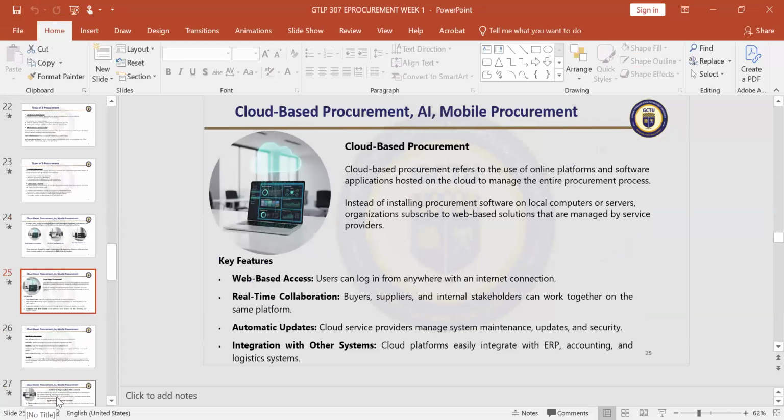So let's look at cloud-based procurement. Cloud-based procurement refers to the use of online platforms and software applications hosted on the cloud, right? That is why I wanted us to get an understanding of the meaning of cloud in our own language, so that we can have a picture when something is hosted on the cloud to manage the entire procurement process. Instead of installing procurement software on a local computer or server, organizations subscribe to a web-based solution that is managed by service providers like GhaNEPS. GhaNEPS is hosted in a cloud.